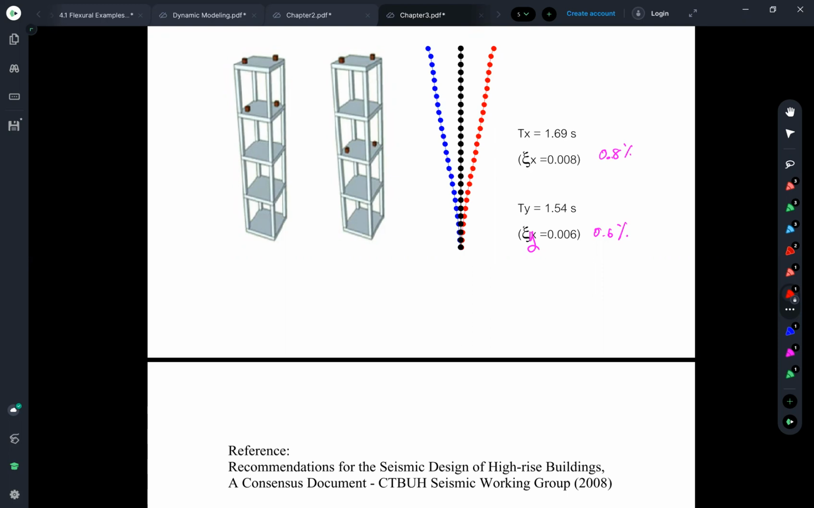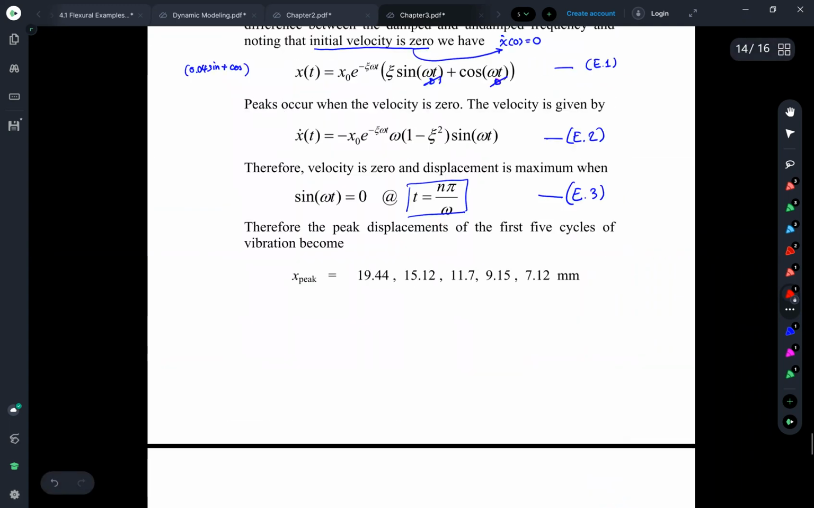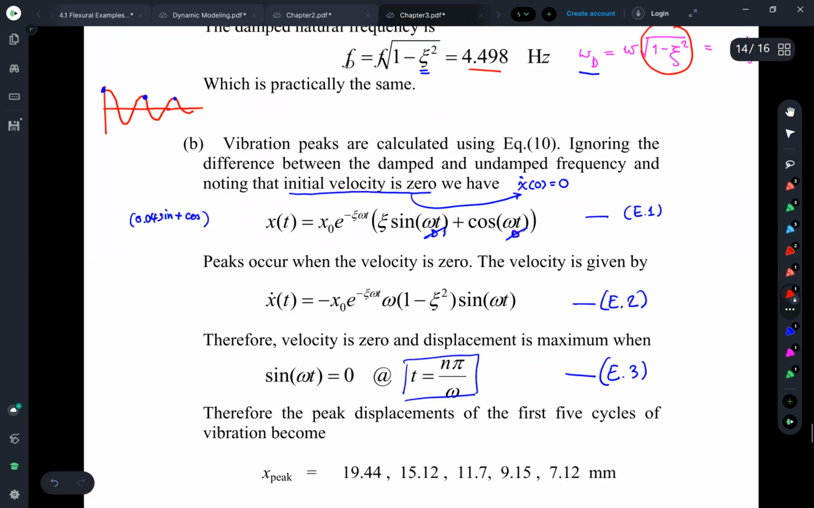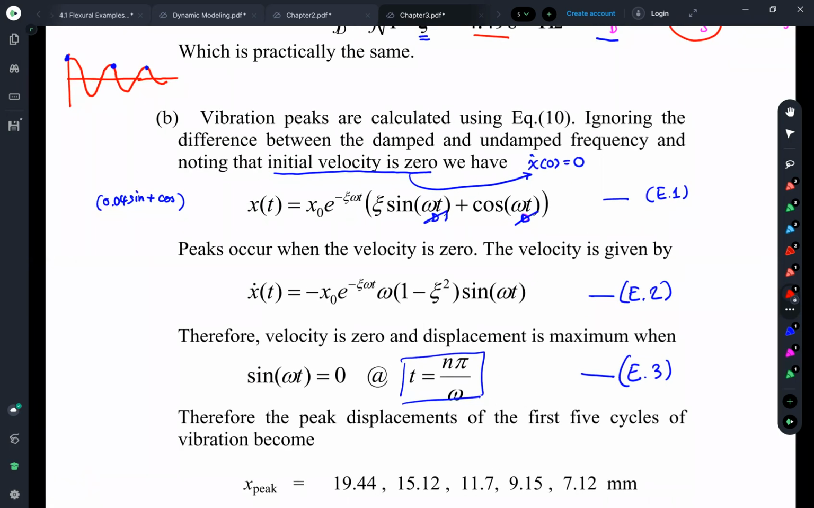Professor, can you explain about equation E2 in the example again? Yes, E number 2. Okay. You mean how to obtain E number 2? Yes. Okay, equation number E2. I do it like this, right? Do the derivative of x(t) like this. Perform the derivative of equation E.1.